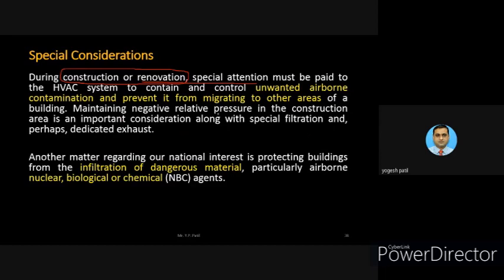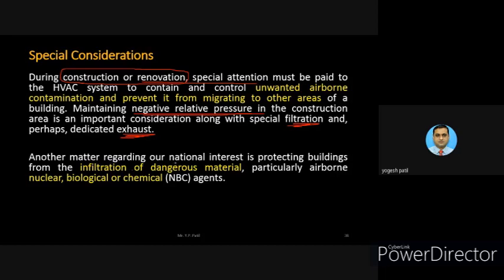Maintaining the negative relative pressure, yes, this is required. It is one type of parameter we require to control. Maintaining the negative relative pressure in the construction area is an important consideration, along with special filtration and perhaps a dedicated exhaust. So the exhaust system and filtration, all these things are important to maintain the negative pressure. That is also important in this particular attention.